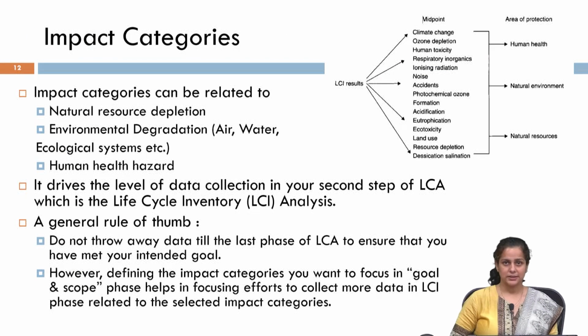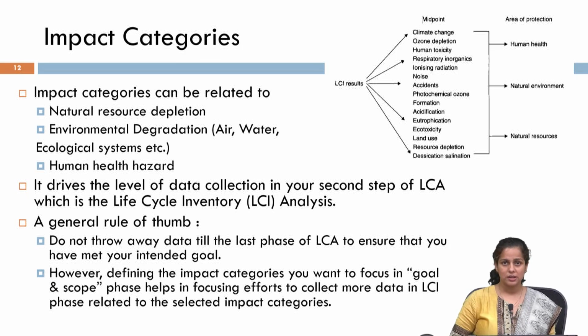So, impact categories: most of the time when we select data, which you can see is LCI results, which is life cycle inventory, it gets transferred into midpoint categories and then the areas of protection, which are known as endpoint categories. The midpoint categories can be related to natural resource depletion, which could be fossil fuel depletion, it could be environmental degradation such as air, water and ecological systems, and also human health hazard.